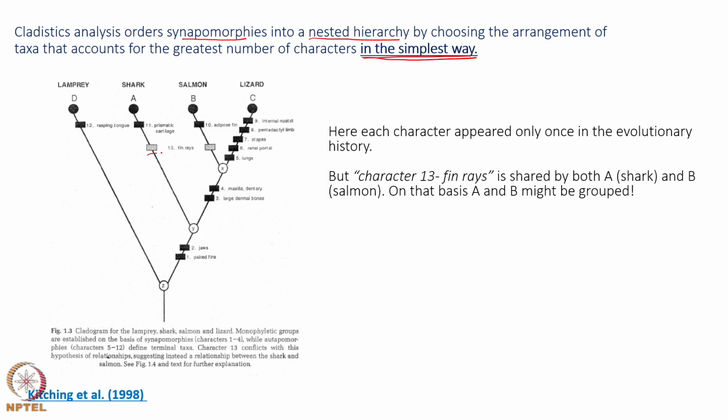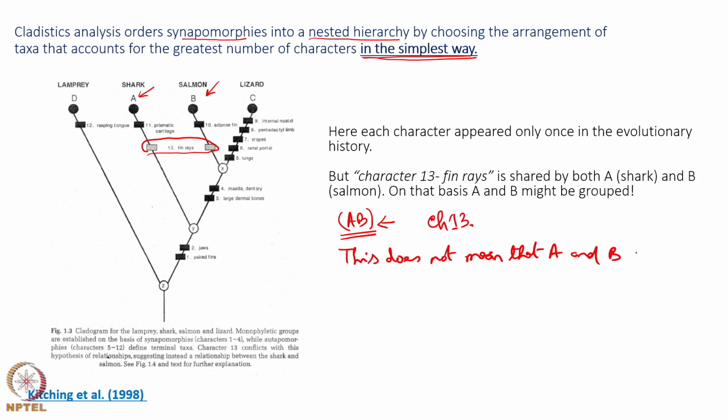Character 13, as I was telling, fin rays can be found in shark A and in salmon B. So, if we group A and B on the basis of fin rays, that means character 13, it does not mean A and B come from the same ancestor. One has to be alert when it is said that they do not come from the same ancestor. In one sense it is true.